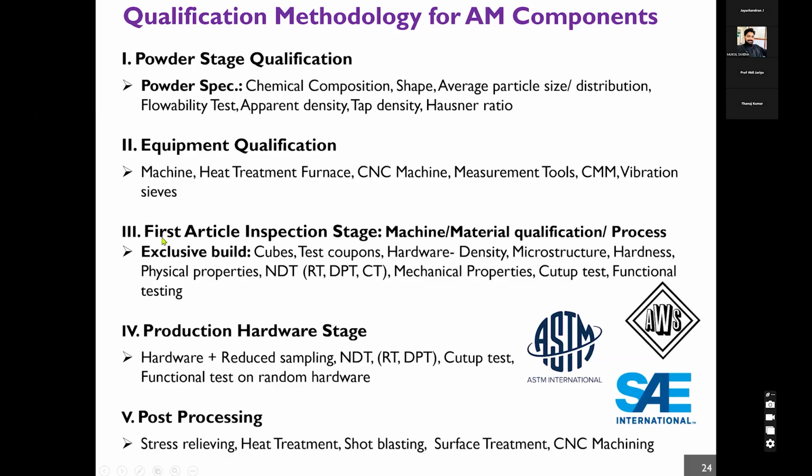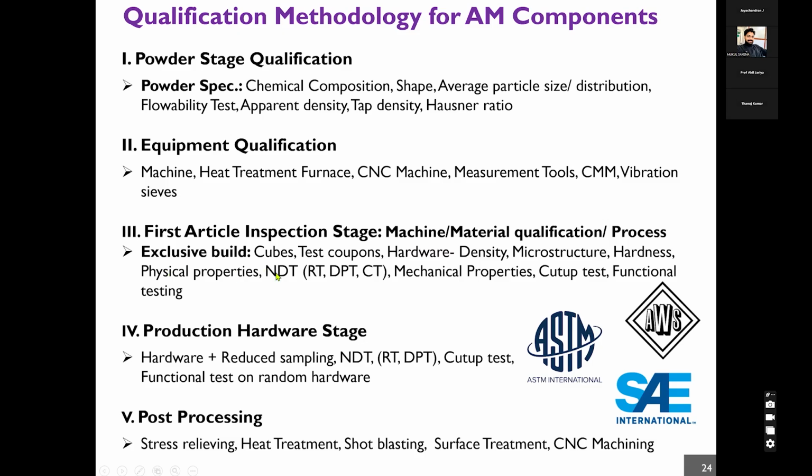After this, we go into the first article inspection stage. Here, as a part of this, we are qualifying the machine, we are qualifying the material that is being used as a feedstock, and also we are qualifying the process parameters. So here what we do is we print an exclusive build consisting of cubes, test coupons for carrying out the tensile properties, and also we 3D print the hardware which is called the first article. We also check the density, microstructure, and the hardness using those cubes that are printed along with this hardware. And we also check the physical properties.